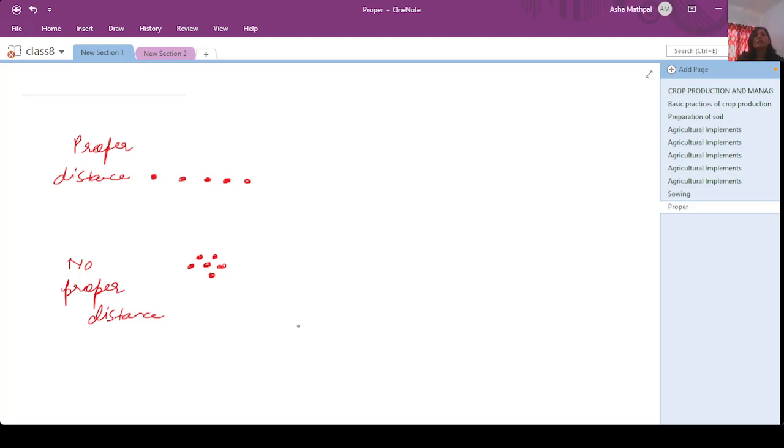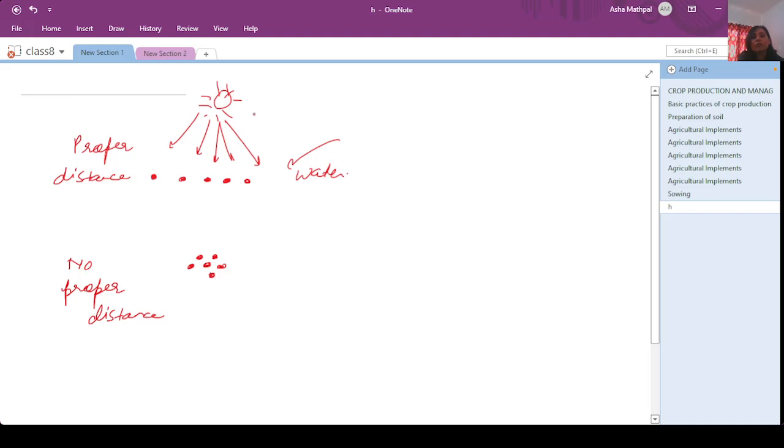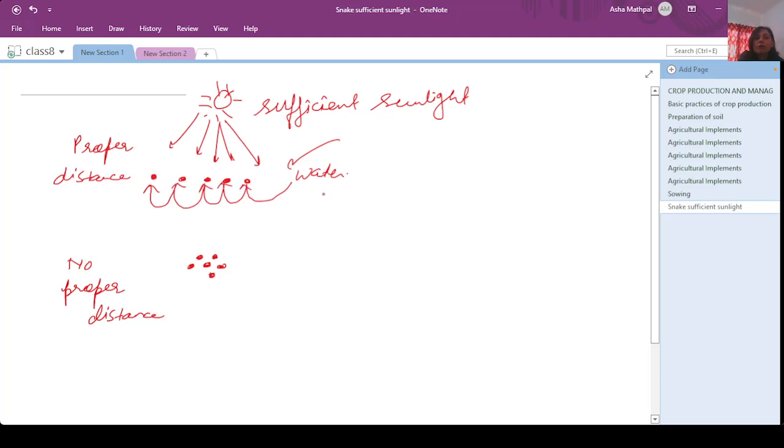In the same manner, see the seeds here in the soil. Now if there is a perfect distance between the seeds, what will happen? Suppose you are giving water, and there is sunlight here. So every seed will get sufficient amount of sunlight. Over every seed sunlight will fall. This water will be taken up by the seeds, that is, a sufficient amount of water will be taken up by each one of them. If you give manure, then also they will get a sufficient amount of manure between them.